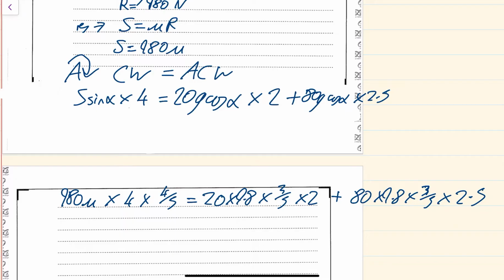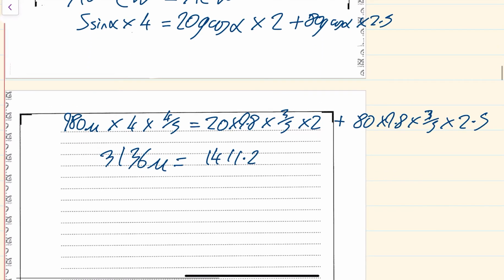The left-hand side of that, can I just check that? I've got a nice answer here, so I'm guessing it's right. 980 times 4 over 5, yep. I got 3,136 mu. On the right-hand side, when I work that out, 20 times 9.8 times 3 over 5 times 2, and then plus 80 times 9.8 times 3 over 5 times 2.5, I got, yep, 1411.2. So that's consistent with what I had written down. So that means my mu is equal to 1411.2 divided by 3136. My mu worked out to be 9 over 20.